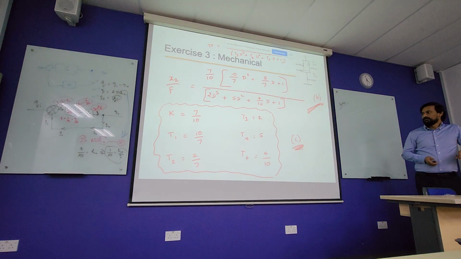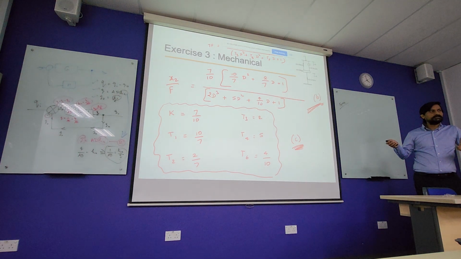Okay. So what can be considered the time constant? Now we can say 7 by 10, that is your gain constant. And whichever is relevant to the d is considered a time constant. Let's say we start from the numerator, d square, then this is called T1. And again there is one more d, it is called T2.